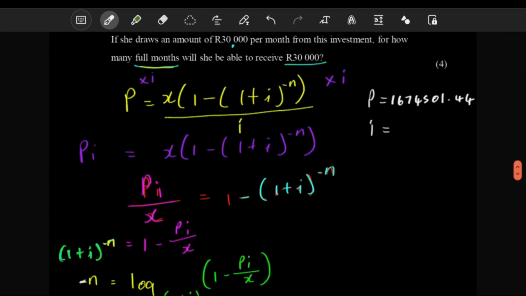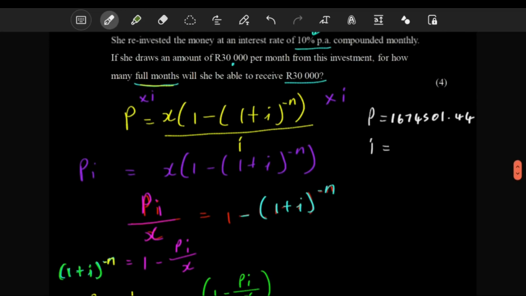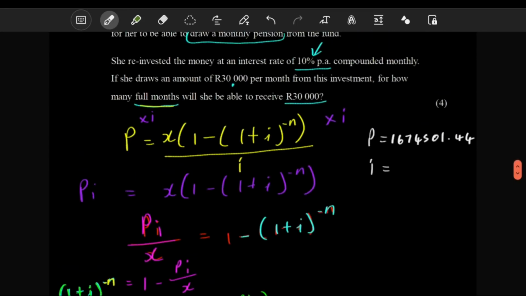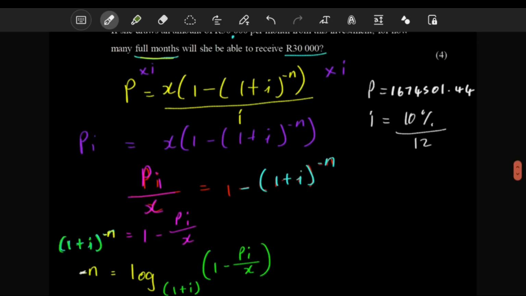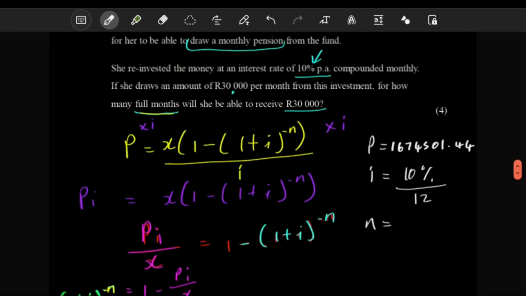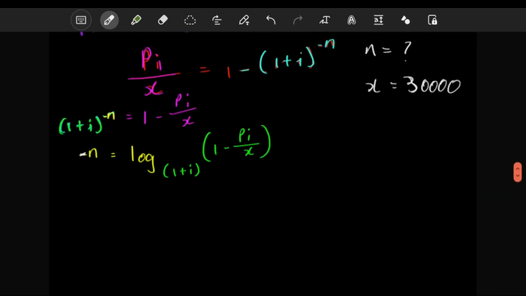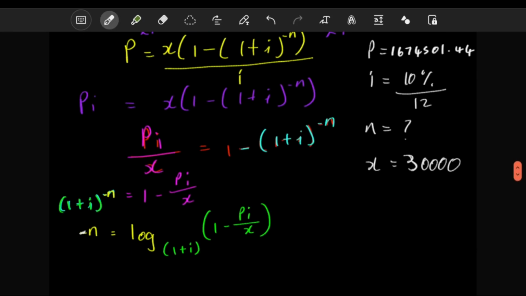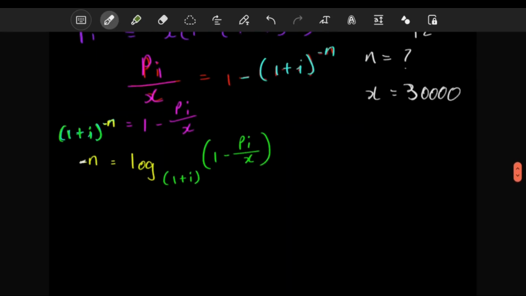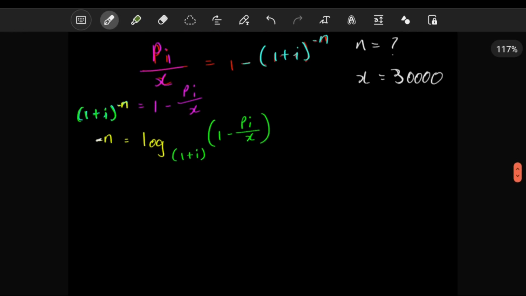So what is the interest? The interest is 10% per annum, compounded monthly, so it's 10% over 12. And then N is what we're looking for. X is 30,000. Because this 30,000 is almost like a monthly installment to pay off this money, but in this case it's a monthly installment to spend this money. But the analogy is the same.